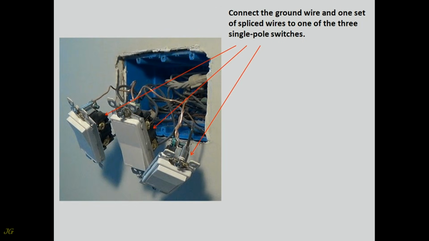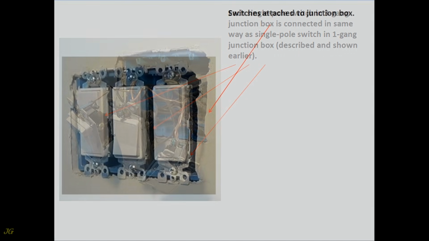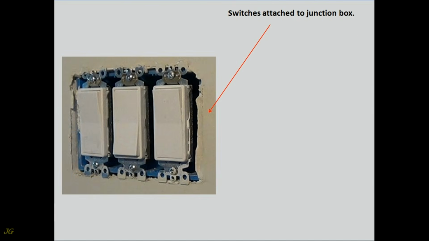Connect the ground wire and one set of spliced wires to one of the three single-pole switches. Each single-pole switch in the three-gang junction box is connected in the same way as the single-pole switch in the one-gang junction box, described and shown earlier. Switches attached to junction box.